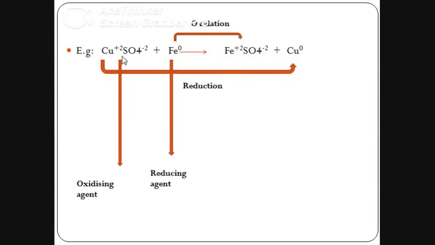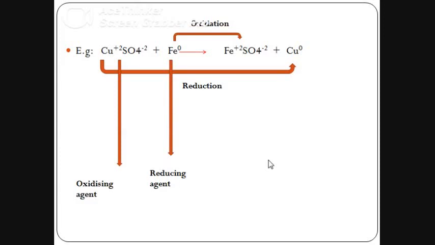Now here children, copper is in the +2 state over here and it is 0 over here, that is, it is having addition of electrons. If +2 is added to -2 we will get 0 as the answer. That means these 2 electrons will be added over here, which will cause reduction. And iron is having 0, that is, it is neutral here.